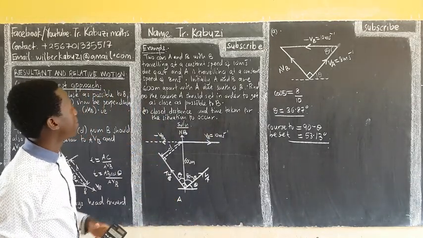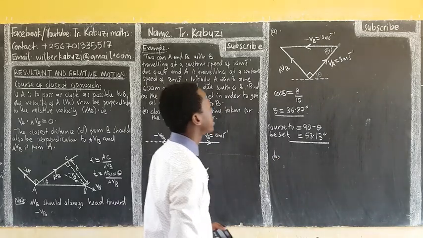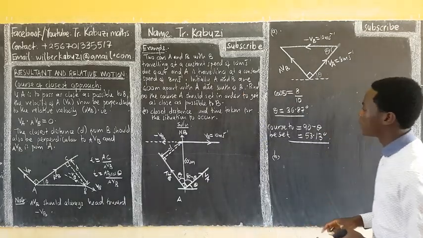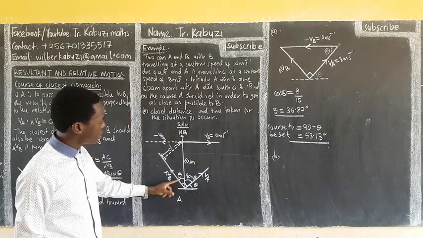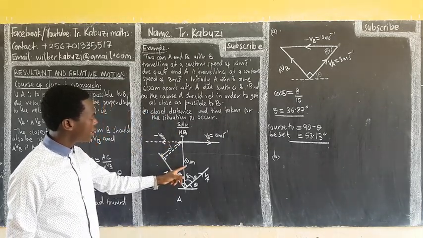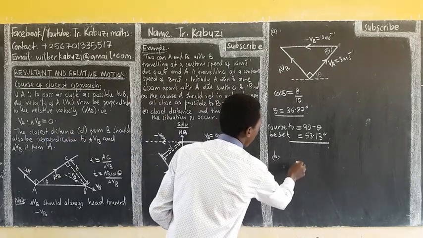Let us come to part B, the closest distance. The closest distance, from here you can see the closest distance. This is the closest distance. So if we have this, we see that this is, if I come to this now, if I come to this, let me draw it here.